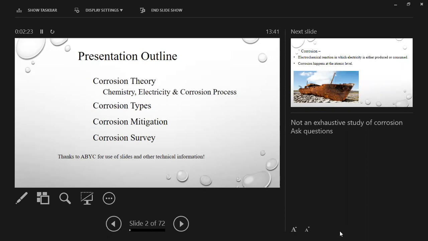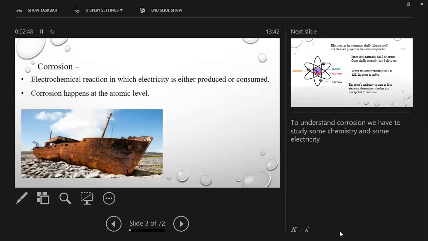So we'll touch very briefly on 2 corrosion types, and primarily just those 2 that I mentioned before, and again, mitigation of those 2 types, and then a corrosion survey. Does anybody here do formal corrosion surveys? Okay, good, good. And thanks again to ABYC for allowing me to use some of their material.